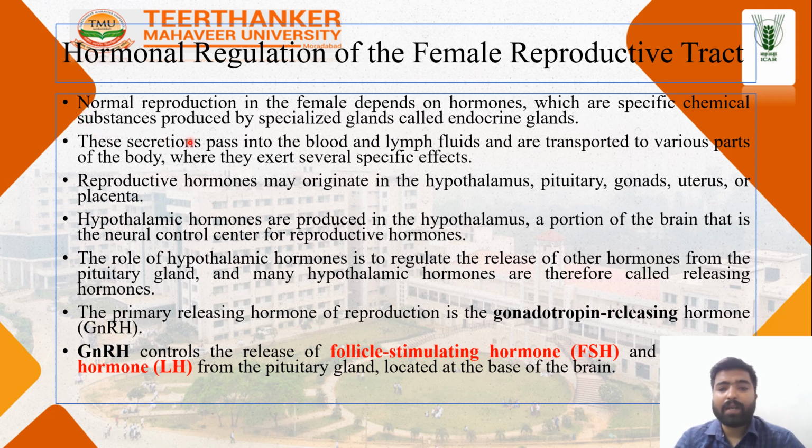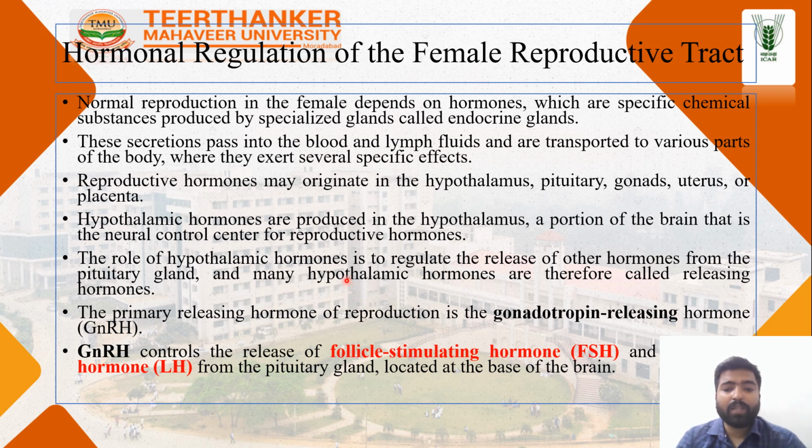Normal reproduction of the female depends upon hormones, which are specific chemical substances produced by specialized glands called endocrine glands. Okay, these secretions pass into blood and lymph fluids and are transported to various parts of the body, where they exert several specific effects. Reproductive hormones may originate from the hypothalamus gland, the pituitary gland, the uterus, or the placenta. Hypothalamic hormones are produced by the hypothalamus portion of the brain, the neural control of the central reproductive hormone. The hypothalamic hormones regulate the release of hormones from the pituitary gland. Therefore, they are called releasing hormones.